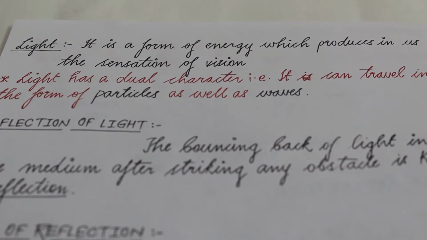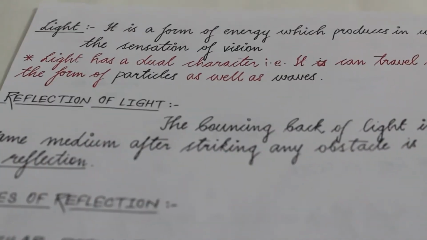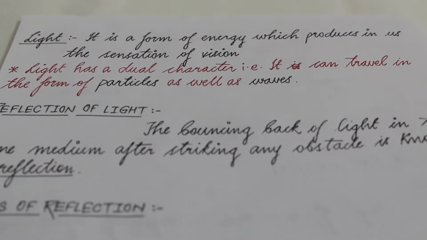Gradually, when the scientists came to know more about light, they studied various phenomena involving light. These phenomena were reflection, refraction, interference, diffraction, and so on. As the science progressed, each of the phenomena was studied in detail, and the scientists came to some conclusion that light has a dual character. That is, it can travel in the form of particle as well as wave.